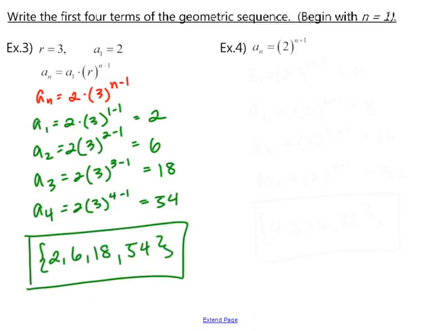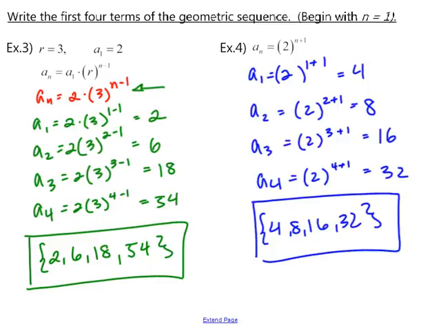Now I want you to go ahead and try example 4 on your own and check back with me when you're finished. The only thing you need to keep in mind is that they actually already give you the formula, so you can start really at this step. Hopefully you found your first 4 values to be 4, 8, 16, and 32. If not, pause and check your work with mine and see where you might have made a mistake.